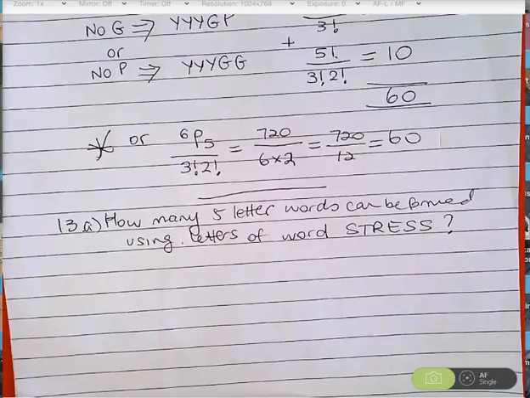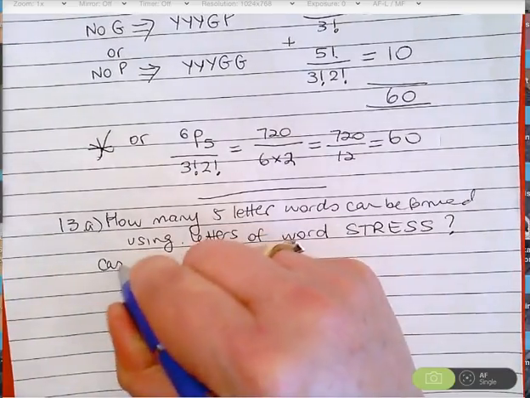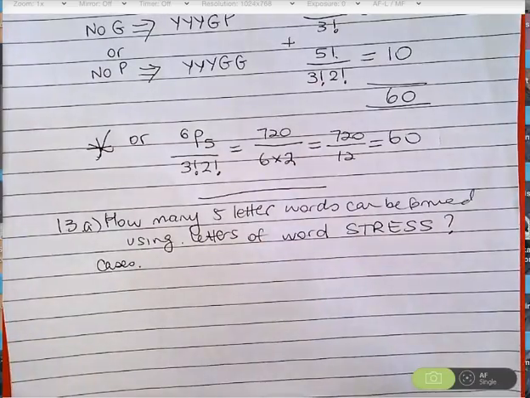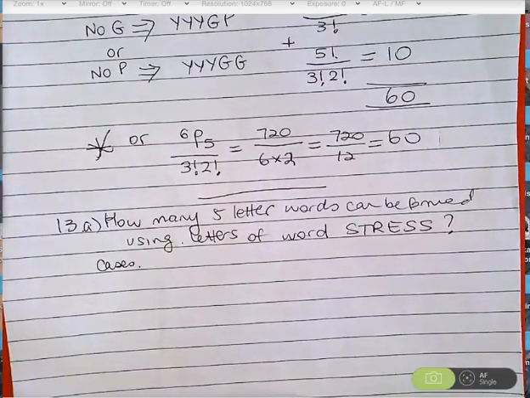We can do the cases. So what are the cases? You're missing an S or a T or an R or an E. But you know, missing a T, R, or E will give you exactly the same answers. Because if you're missing a T, you've still got the 3 S's and 2 other letters. If you're missing the R, you still have 3 S's. If you're missing the E, you still have 3 S's.